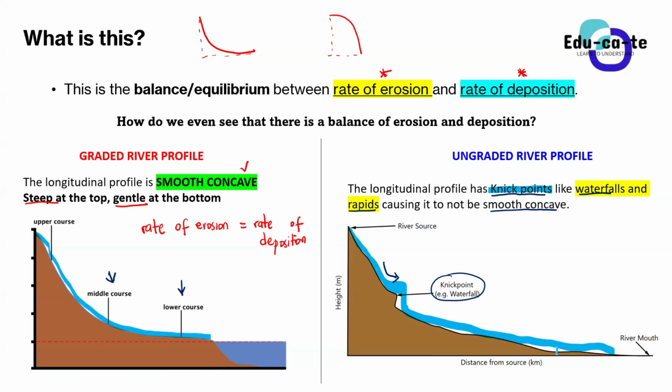But basically you guys can see the clear differences here, that in a graded river profile, we've got a smooth concave. It is steep at the top, gentle at the bottom. But now in an ungraded river profile, we are having some nick points like waterfalls and rapids. Basically it means that there's a sharp change in gradient. Now the water will have to fall down here for it to continue flowing.